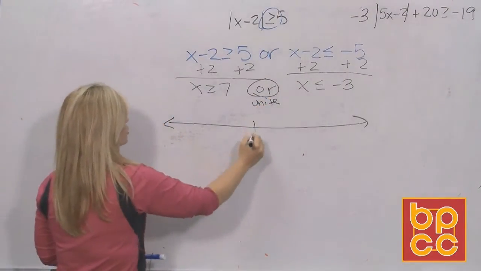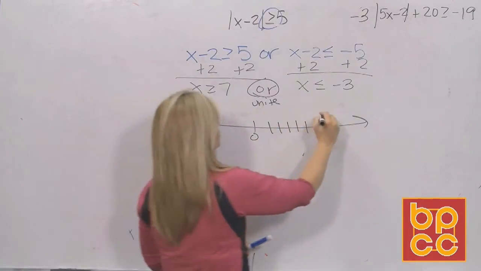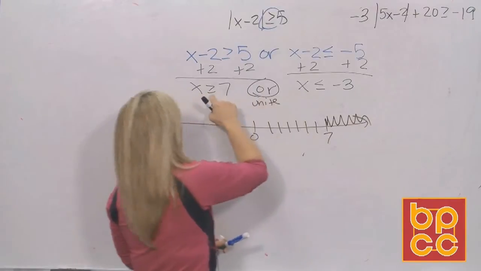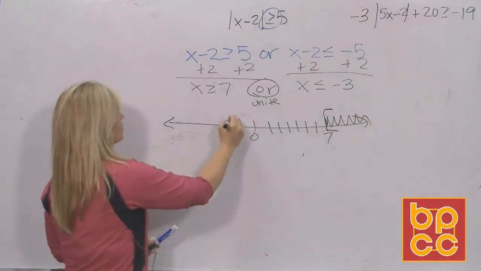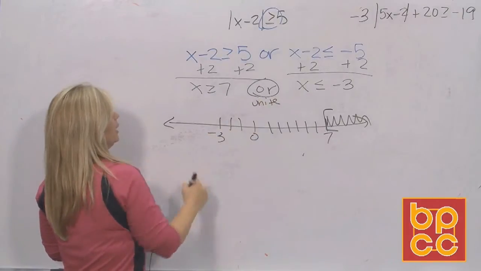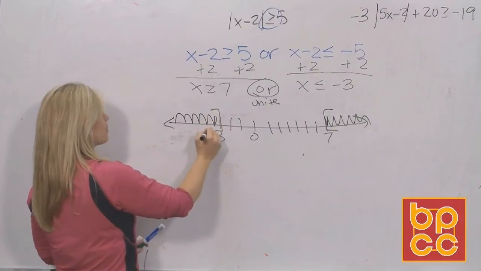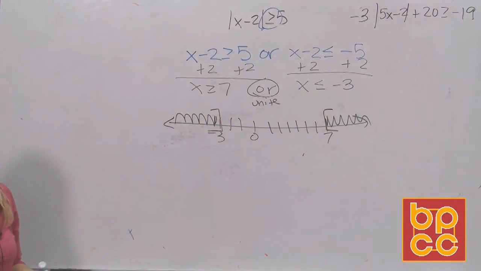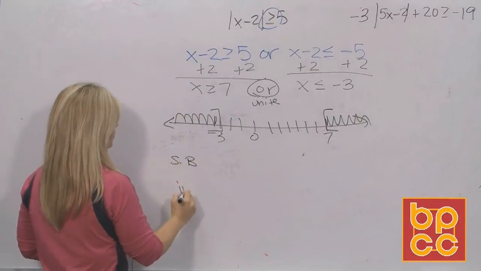So we'll draw a picture. We're going to go to 7. Greater than is to the right. It has an equals. It gets a bracket. We're going to go to -3. Less than is to the left. And equals gets a bracket. So far, so good? Beautiful. Now you have to write the answers. Set builder, interval.